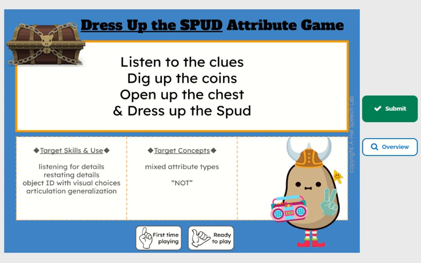So this is a dress up the spud game, and in this activity, students will identify objects based on a single attribute, which is a receptive language skill, and then repeat those attributes later on, which becomes an expressive language skill. So they get to work on both in the same activity. And if they are successful, they get to dress up a boring spud into a fancy dressed up potato like this one. So it should be fun.